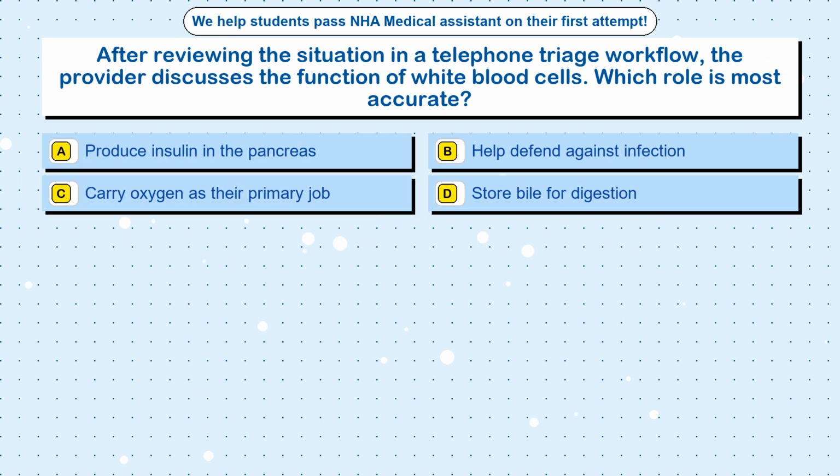Question 79. After reviewing the situation in a telephone triage workflow, the provider discusses the function of white blood cells. Which role is most accurate? Option A, produce insulin in the pancreas. Option B, help defend against infection. Option C, carry oxygen as their primary job. Option D, store bile for digestion.